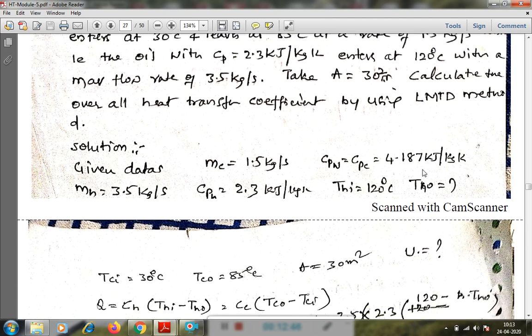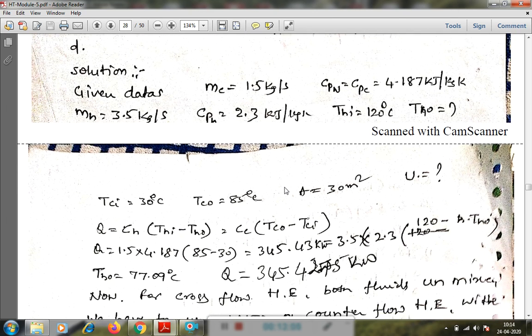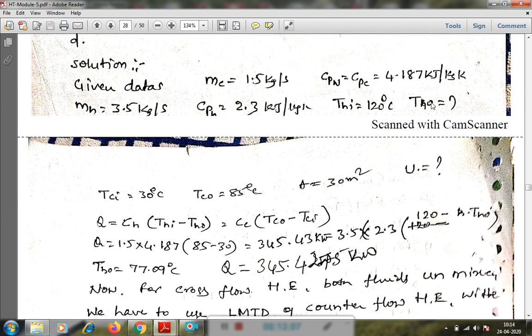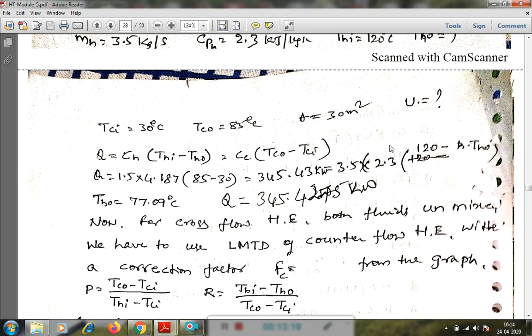Okay, the overall heat transfer coefficient we have to find out. First, the given data: mass flow rate of the cold fluid 1.5 kg per second, Cpc is the cold fluid Cp, and mass flow rate of the hot fluid Mh is 3.5, Cph is 2.3 kJ per kg Kelvin. Then Thi we have, Th naught we have to find out. Tci, Tc naught we know, and this Th naught we can calculate easily by using the energy equation.